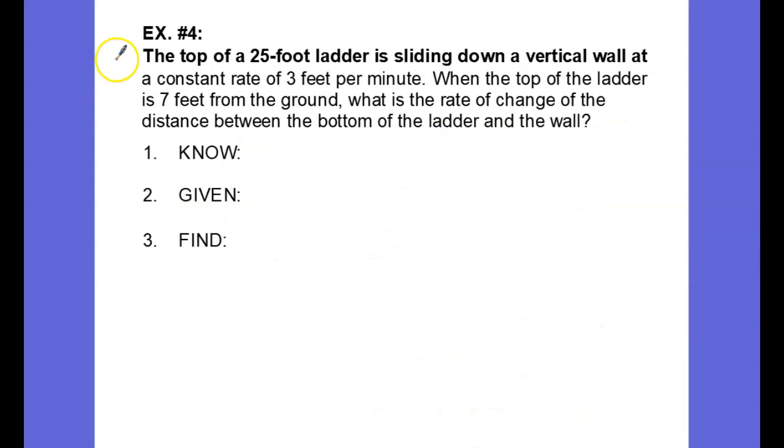Let's look at example number 4. They tell us the top of a 25-foot ladder is sliding down a vertical wall at a constant rate of 3 feet per minute. When the top of the ladder is 7 feet from the ground, what is the rate of change of the distance between the bottom of the ladder and the wall? This is a very famous problem from AP Calculus exams past, and it's one of the free response questions that is probably most studied and is representative of AP questions for related rates.